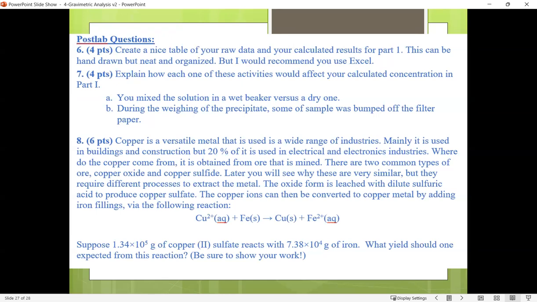Number 7, explain how one of the activities would affect the concentration if the beaker was wet or dry, or some of the sample bumped off the filter paper. You might see this. So that should be relatively easy for you. If you've already done the calculations, you can substitute the numbers if you don't know, and see how they would change, and so on.